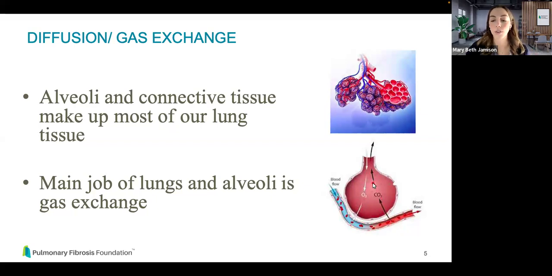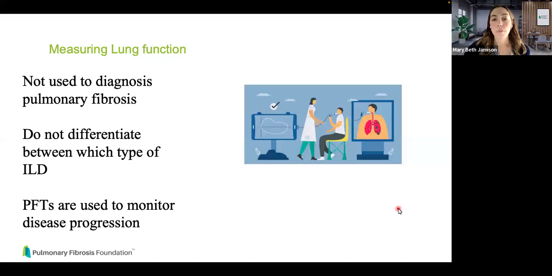and then that carbon dioxide is diffusing out to be exhaled. Whenever we're measuring lung function, when we're doing that pulmonary function test, we're not really using a pulmonary function test to diagnose pulmonary fibrosis. So, if you're in the beginning stages, having symptoms of shortness of breath or cough, and you're getting that pulmonary function test initially, that's not going to tell us specifically this is pulmonary fibrosis. It might help us better classify the type of lung disease someone might have, but it's not going to give us a diagnosis necessarily.